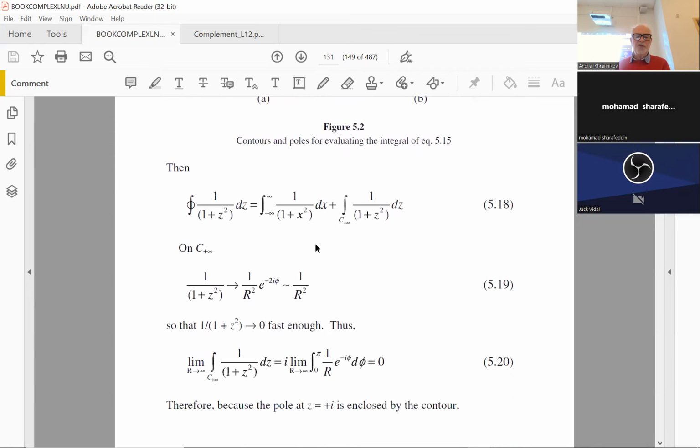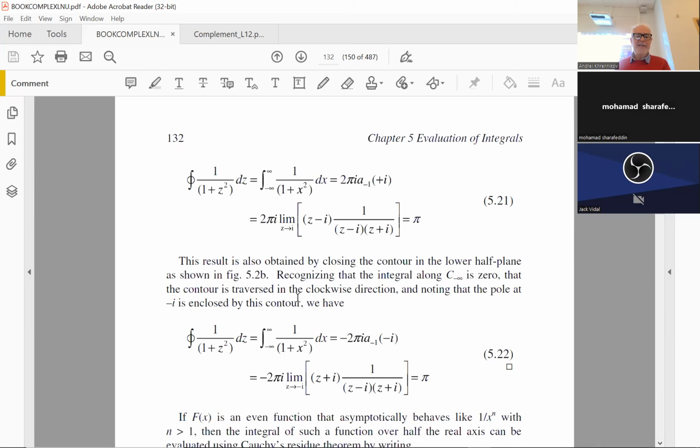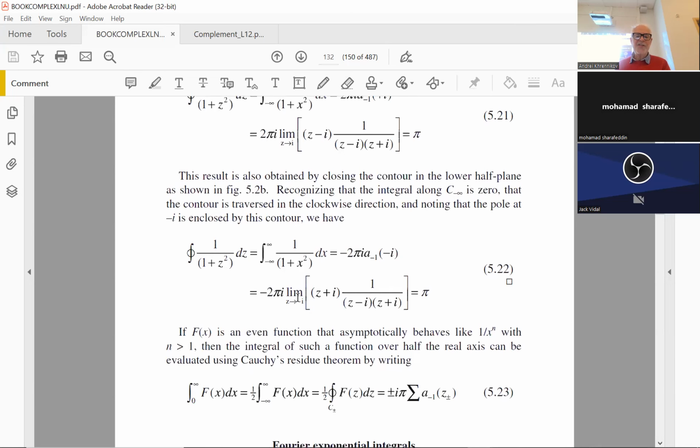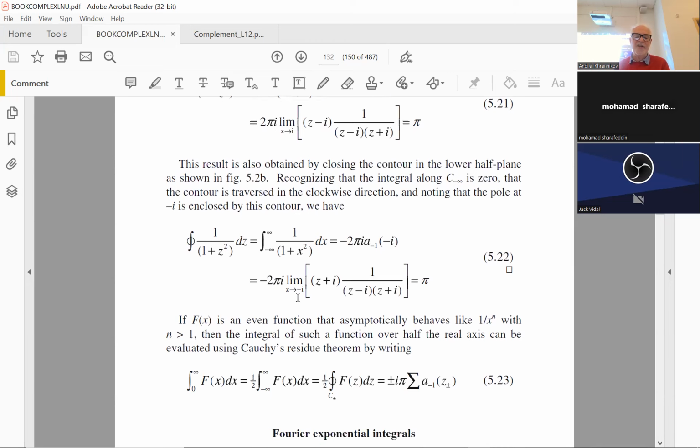The crucial point is that this function goes to 0 quickly enough. Then you can integrate the other way around by going to the lower half plane, and the answer is the same.